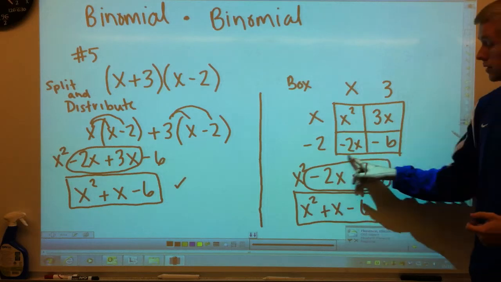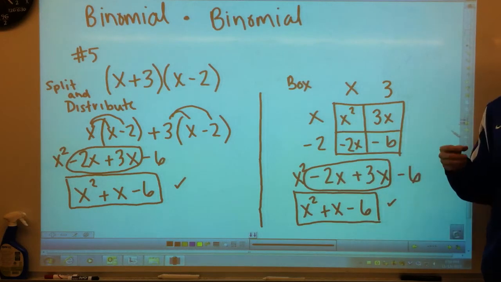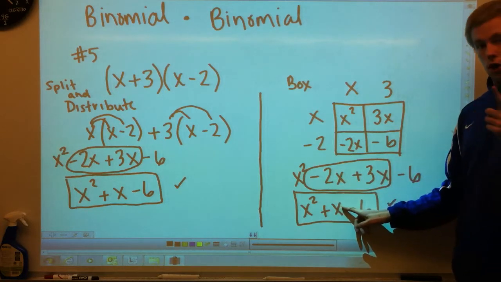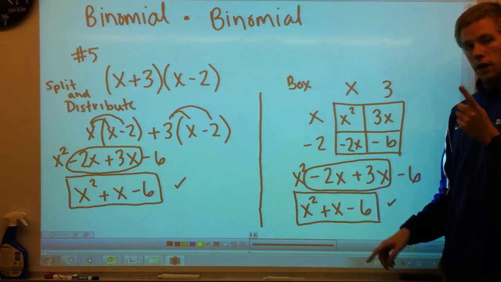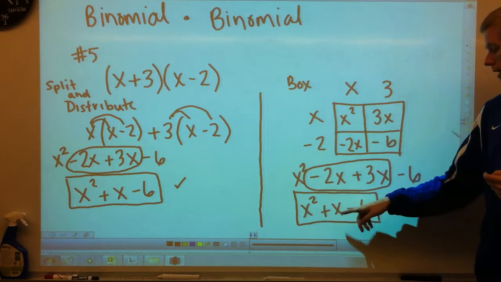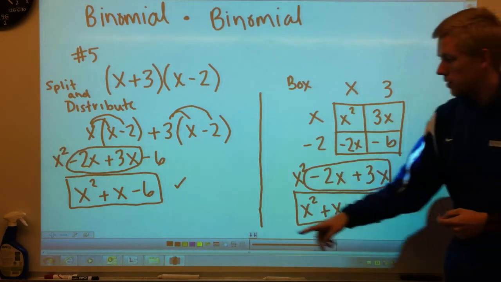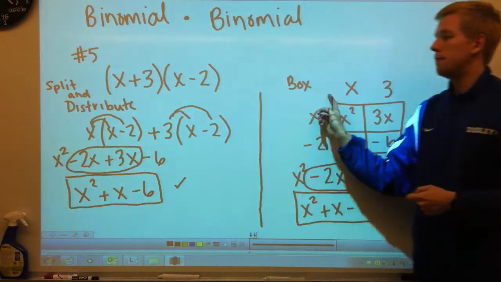When I do that, I realize there are like terms that I can combine to simplify, and negative 2 plus 3 is a positive 1, so I have positive 1x. So I have x squared plus x minus 6, because I bring that negative 6 down. Now that answer matched what I had over here, so both ways gave me the same answer.